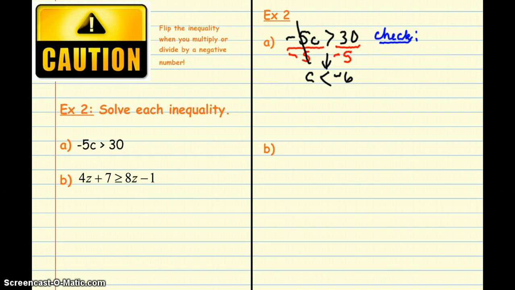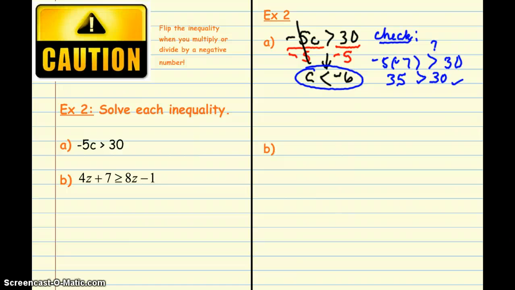So let's check this. Let's pick a number that's smaller than negative 6. I'm just going to pick negative 7, and I'm going to check to see if negative 5 times negative 7 really is greater than 30. So a negative times a negative is a positive, and 5 times 7 is 35. So is that inequality true? Yes, it is. So we know that c is less than negative 6 is the correct answer to this inequality.